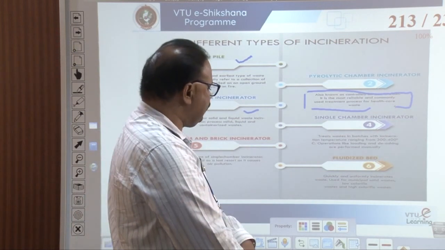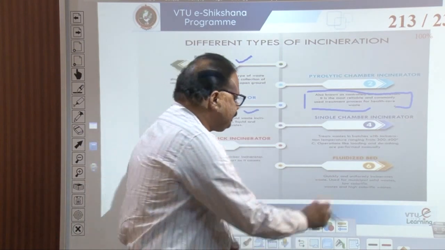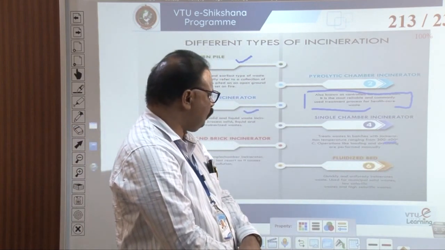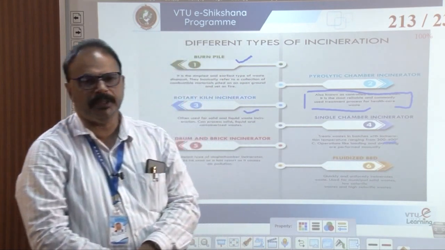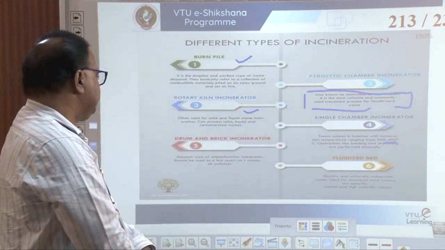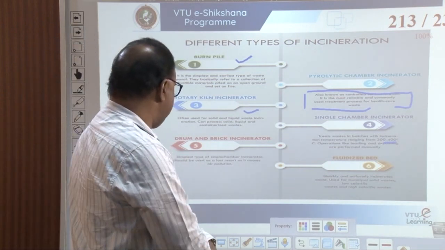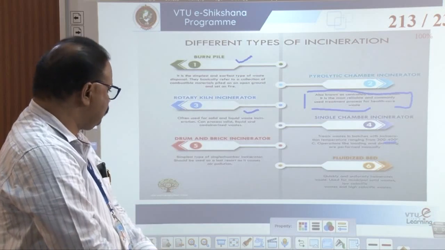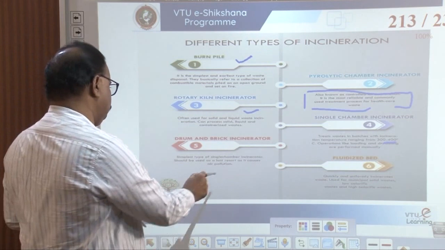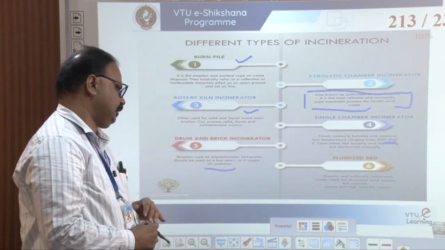It treats the waste in batches with an incineration temperature ranging from 300 to 400. Operation and loading are performed manually in this single chamber incinerator. And the fifth one, the drum and brick incinerator, is the simplest type of single chamber incinerator and should be used as a last resort, as it causes air pollution.